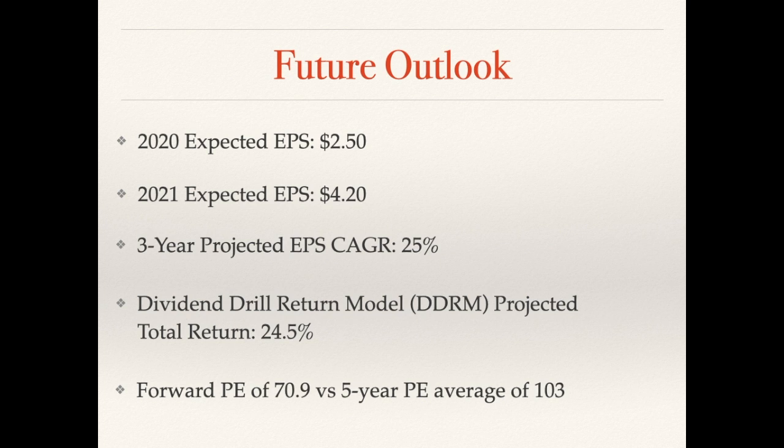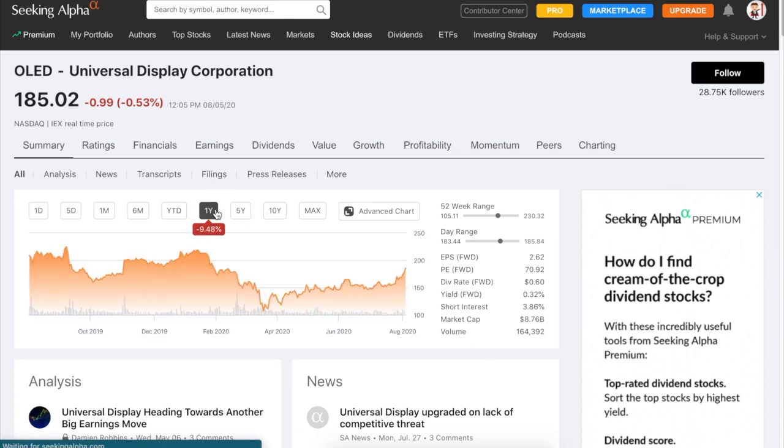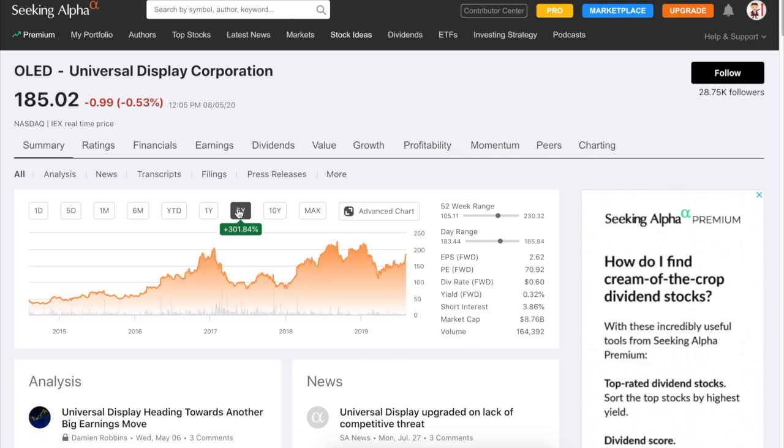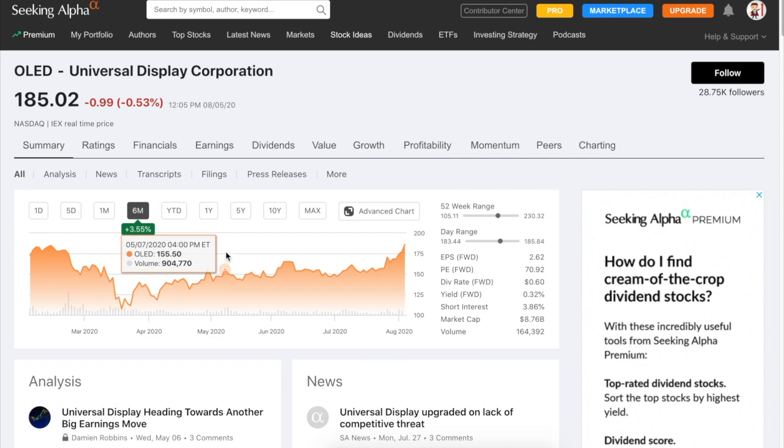So I look at the fast graph for OLED. You can see here, OLED has a 10-year growth of 816%. You can imagine if you bought shares at $20, $30, how much it is now at 185. So that's tremendous growth. The 1 year is negative 9%. The 5-year plus 300%. 6 month at around 4%. So it hasn't grown too much in the year. But this might present an opportunity.